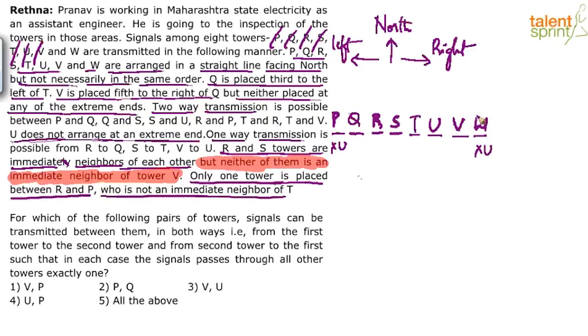So it is actually in alphabetical order, right? P, Q, R, S, T, U, V, W. So the towers are arranged in alphabetical order. Let me just rewrite this, right? P, Q, R, S, T, U, V, and W. So we have got the arrangement.